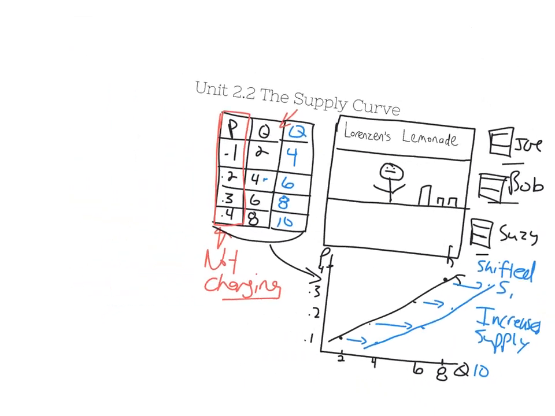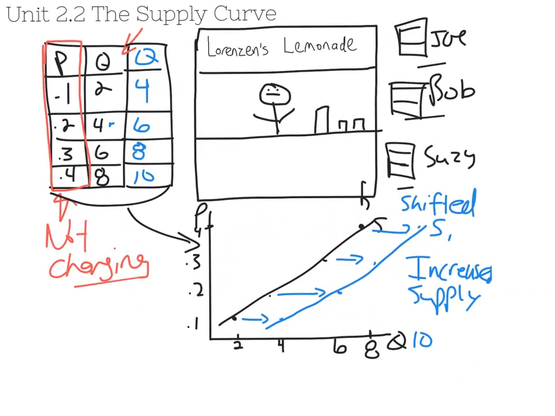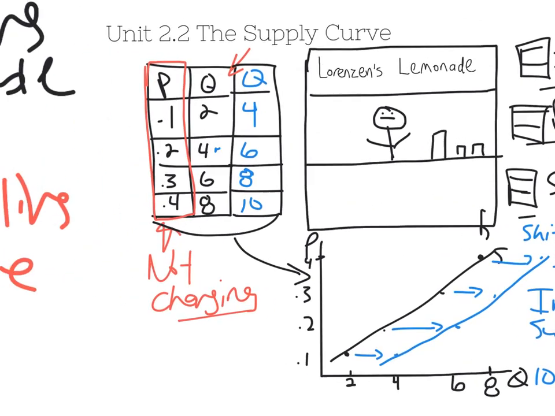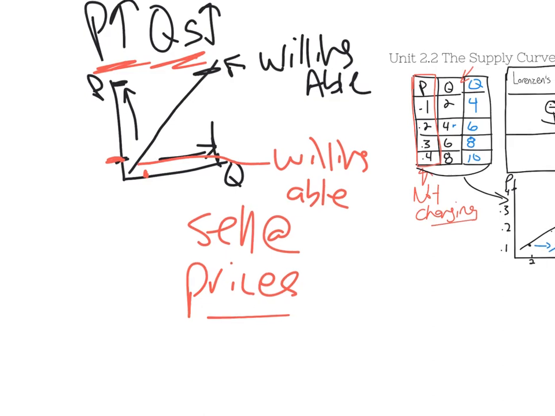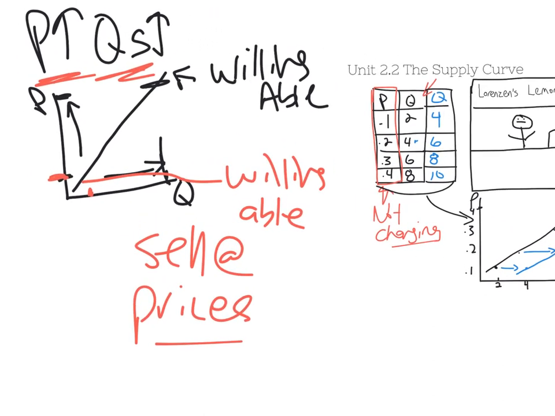Now go back over here. Oh, it disappeared. See if I can find it. There it is. Right here. What happened over here? What was happening? Price was changing and quantity was changing. Quantity supplied, right? So price and quantity supplied were changing. Price changes, quantity supplied changes.